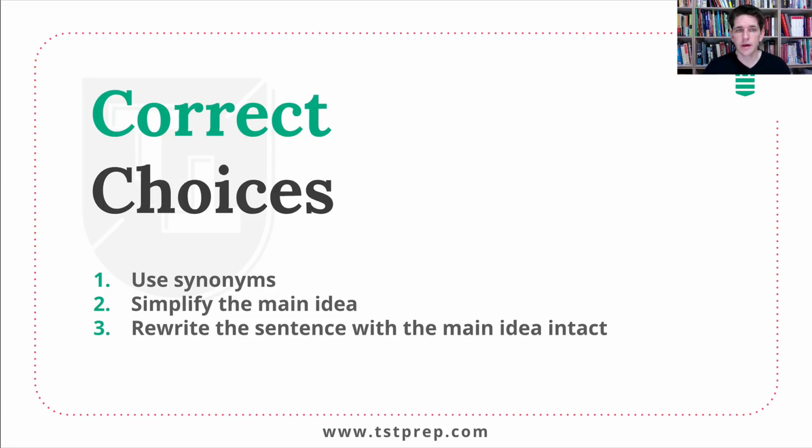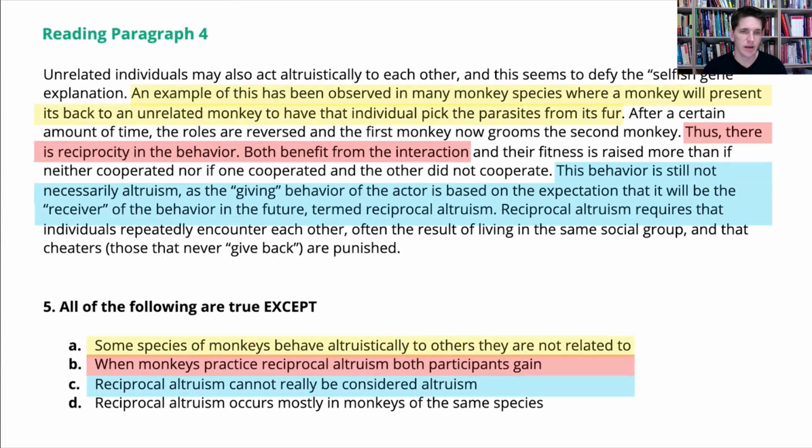Another way to make a choice correct is to rewrite the sentence with the main idea intact. Here, we talked about this example already, but you can also look at A, some species of monkeys behave altruistically to others they are not related to. An example of this has been observed in many monkey species where a monkey will present its back to an unrelated monkey to have that individual pick parasites from its fur. So they behave altruistically to those they're not related to. This is kind of like summarizing the main idea.